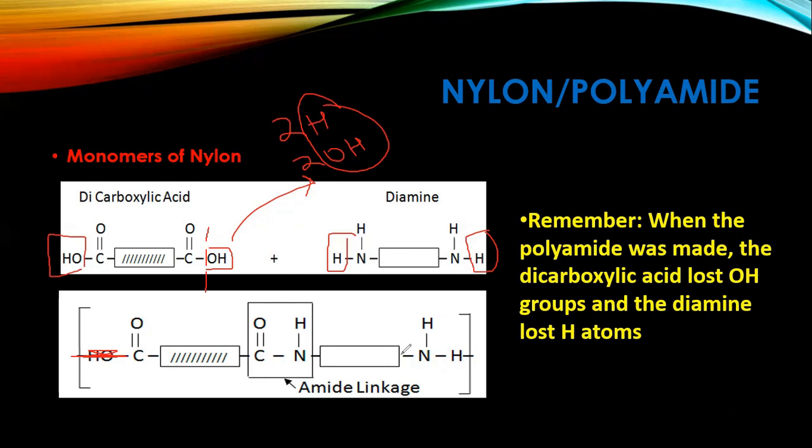So you can see that if we write n here, with n being the number of times it is repeated, the water molecules will be 2n. You can write 2nH2O.